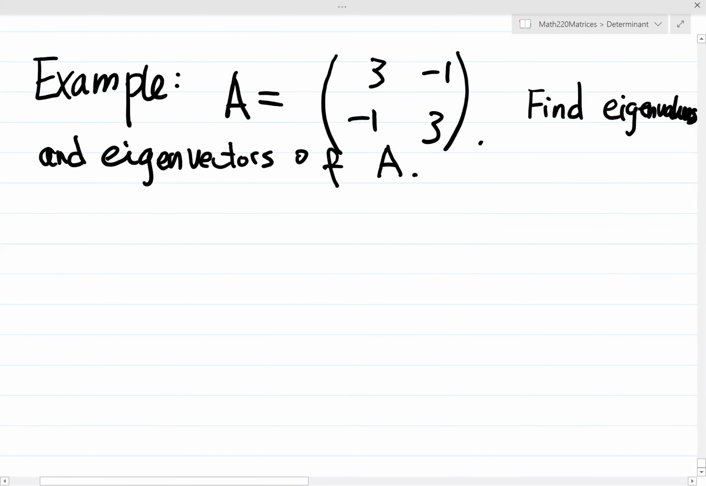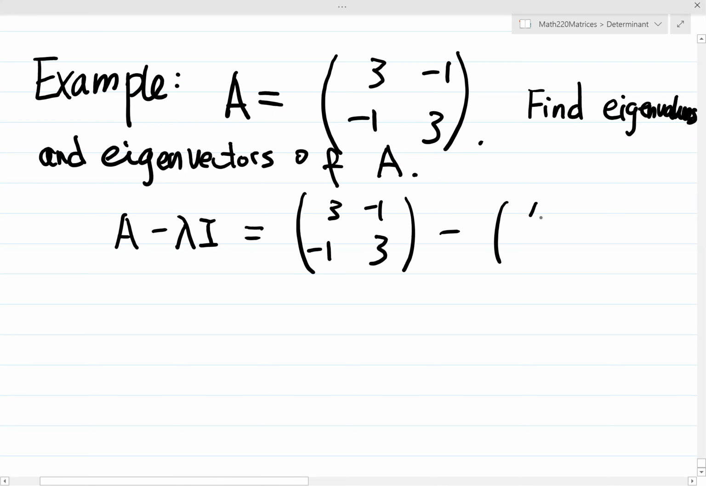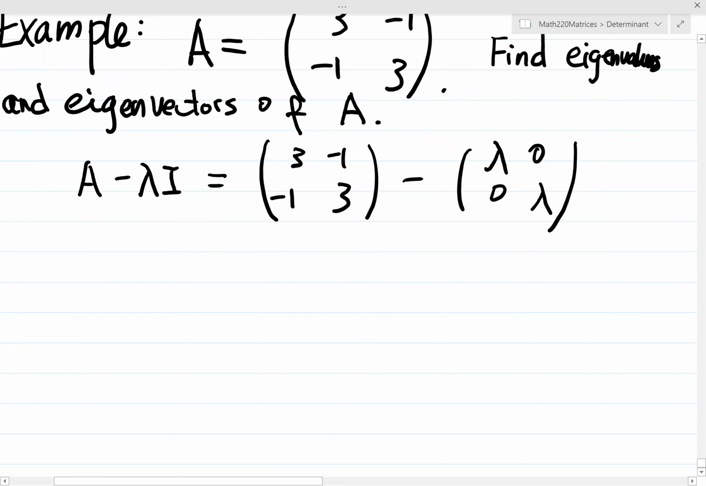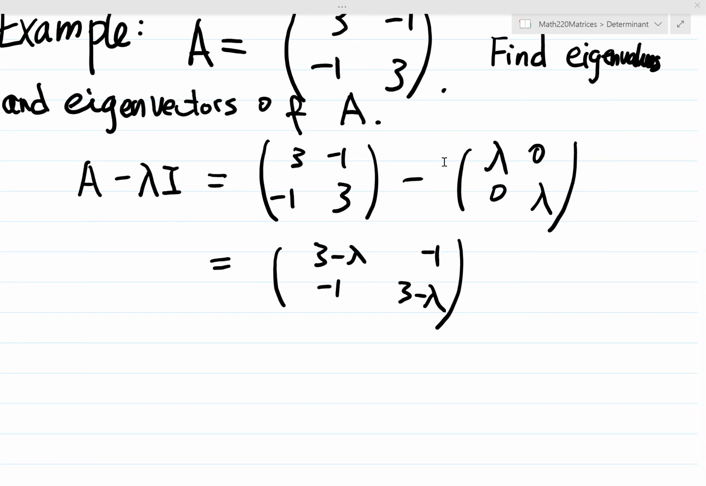Now, to find eigenvalues and eigenvectors, the first step is to find the determinant of A minus lambda I. This is the matrix A minus lambda I, where lambda I is a diagonal matrix with diagonals lambda. So this will be 3 minus lambda, 3 minus lambda, -1, -1. Now the next step, we find the determinant of this matrix.